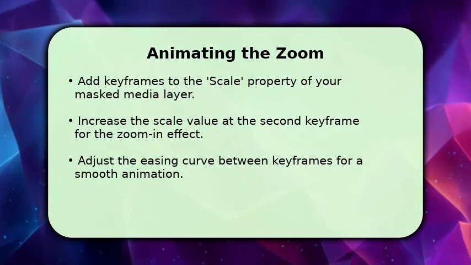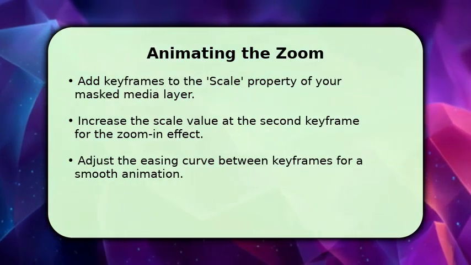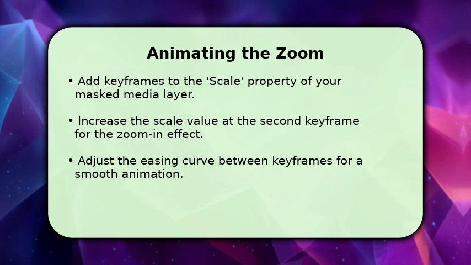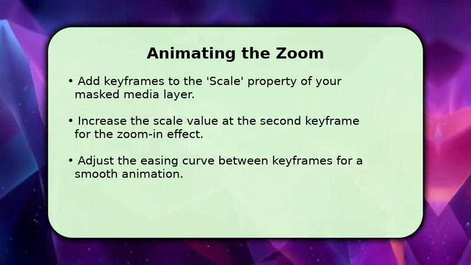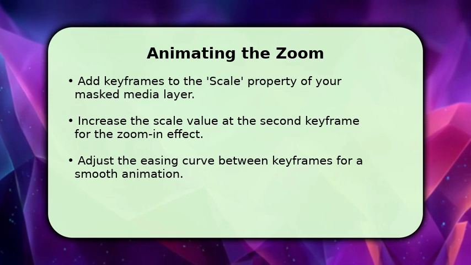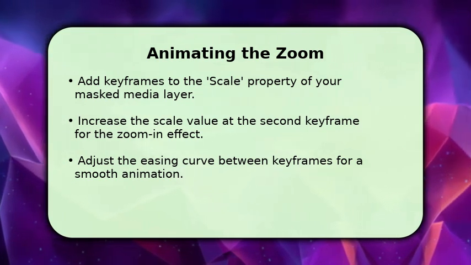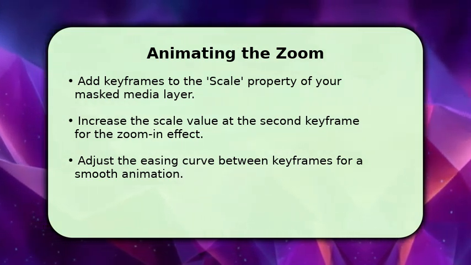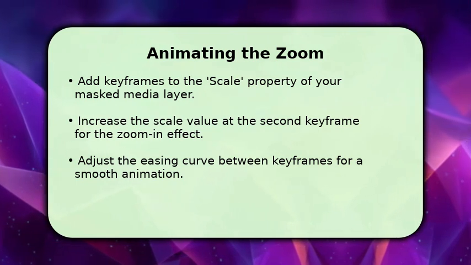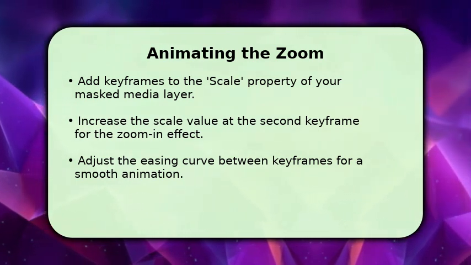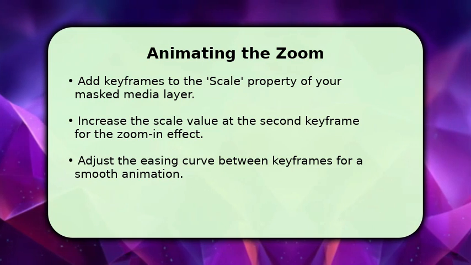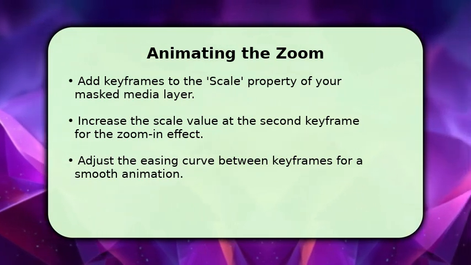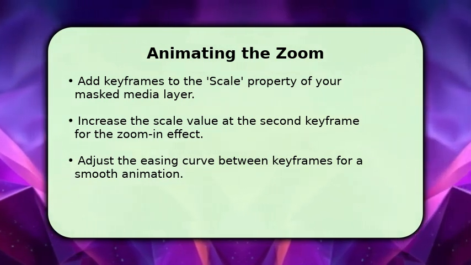Now, let's animate the zoom. Select your masked media layer and go to the Move and Transform options. Add a keyframe at the beginning and another where you want the zoom to be complete. At the second keyframe, increase the scale value significantly, perhaps to 200% or more, to create a noticeable zoom. Experiment with different easing curves for a fluid transition.